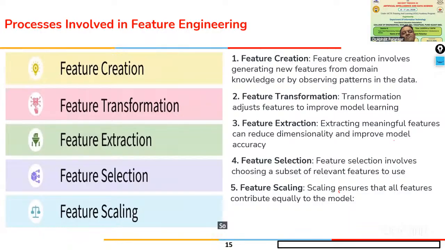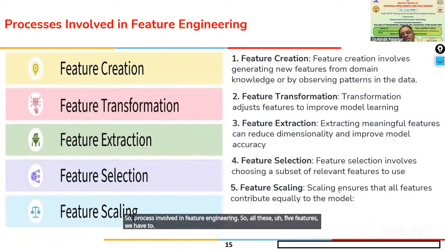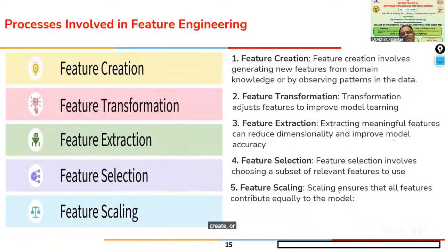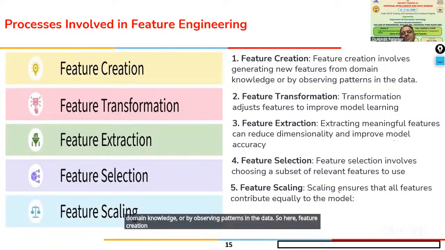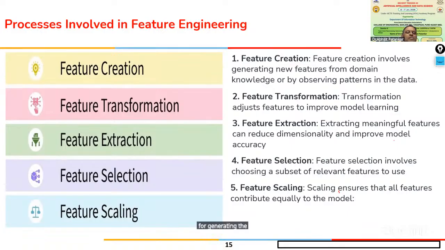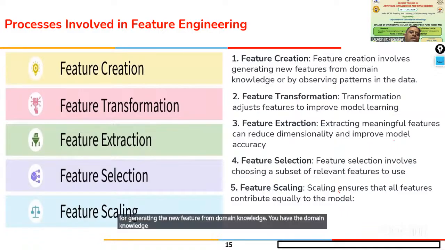So, the process involved in feature engineering. All these 5 tasks we have to take up while we do feature engineering. The first task is feature creation. Feature creation involves gathering new features from domain knowledge or by observing patterns in the data. Feature creation is very important for generating new features from domain knowledge. You have the domain knowledge, you create the new feature by observing the pattern.